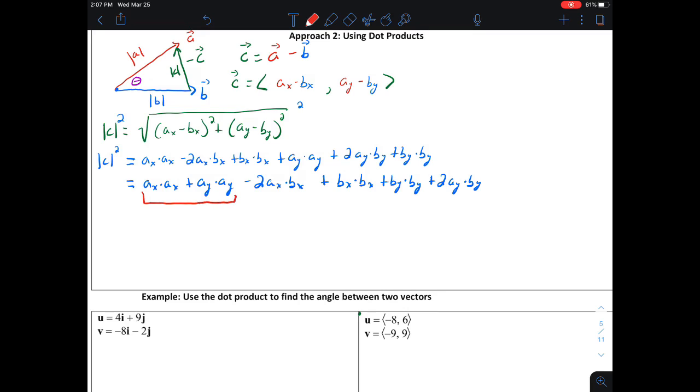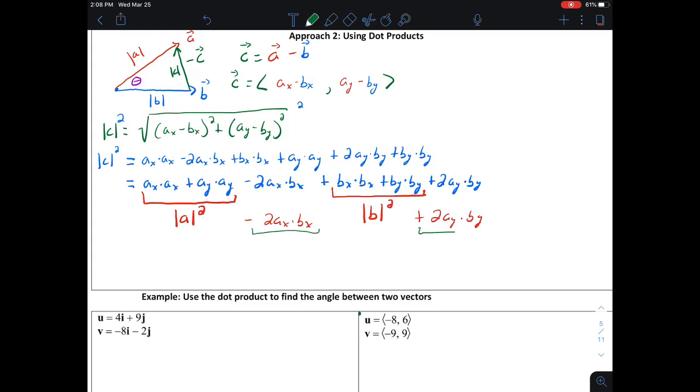And you'll see why I'm doing this, because ax times ax plus ay times ay is equal to the magnitude of A squared. Because the magnitude of A is: square the x component, square the y component, add them together, take the square root. This second part here, bx times itself plus by times itself, that's the magnitude of B squared. And we have the other parts still remaining in there, so I still have minus 2ax times bx and minus 2ay times by.